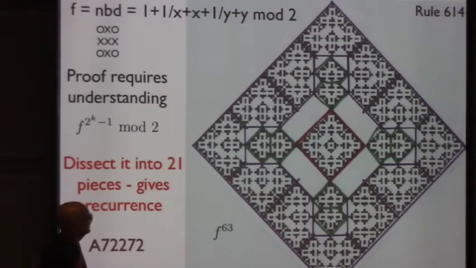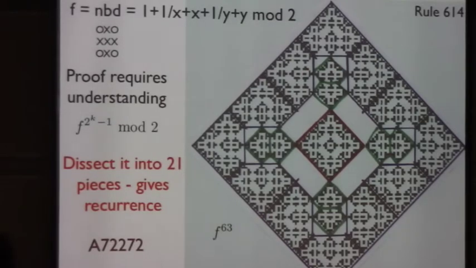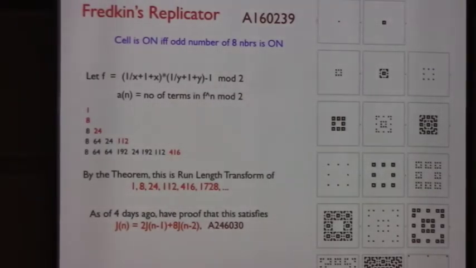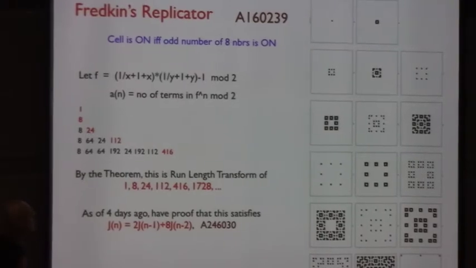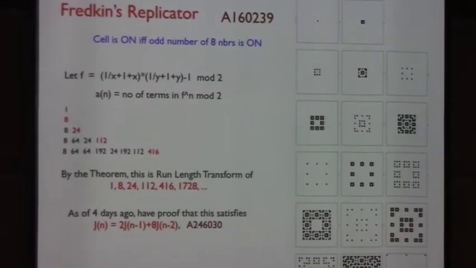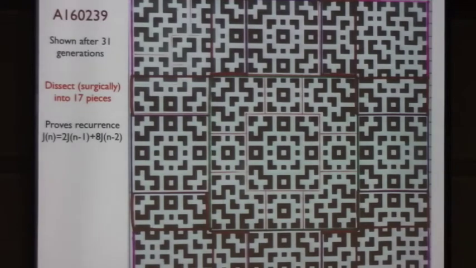You get a recurrence by looking at the picture, cutting it up and decomposing it, and figuring out how the 63rd generation relates to earlier generations. The one I was really interested in was Fredkin's replicator, which is sequence 160239. It's the run length transform of a certain sequence, except that I didn't have a proof of this. But now I do, and it's based on dissecting this, the 31st generation.